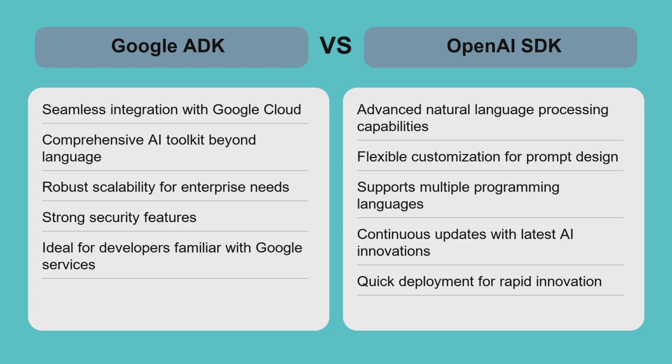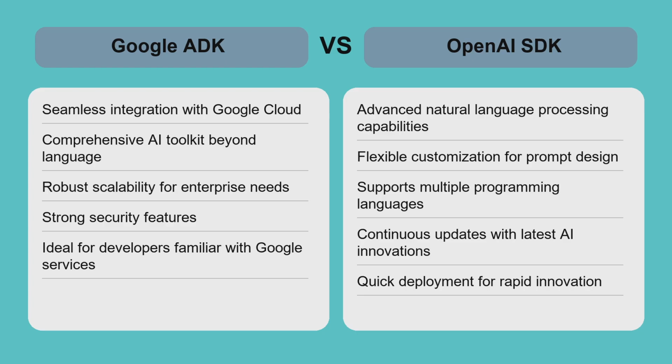Google ADK excels in enterprise environments needing deep integration with Google Cloud and a broad AI toolkit beyond language models, such as vision and speech. It's best for projects requiring scalability and security within a familiar ecosystem. OpenAI SDK shines for applications focused on natural language tasks, offering unmatched language model performance and developer-friendly APIs. It suits startups or developers prioritizing rapid innovation and flexible AI-driven conversations.